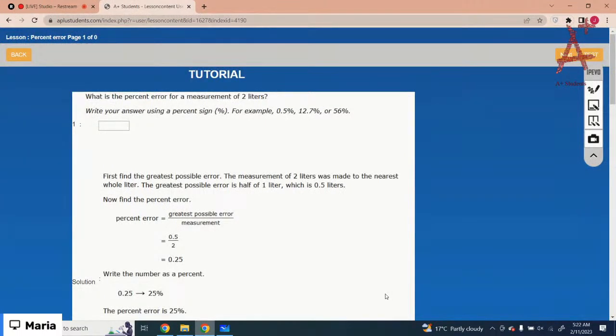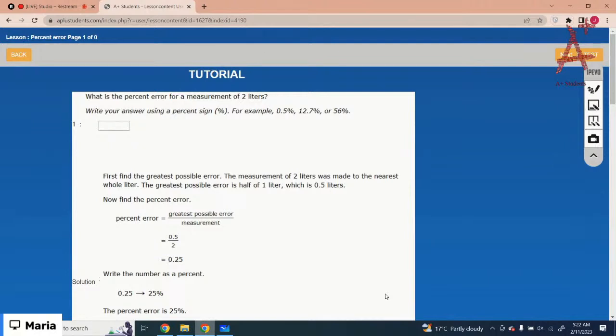Okay, let's start with the first example. What is the percent error of a measurement of 2 liters? You have to calculate the percent error of 2 liters. So first find the greatest possible error. The measurement of 2 liters was made to the nearest whole liter. So the greatest possible error is half of 1 liter, that would be 0.5 liters.